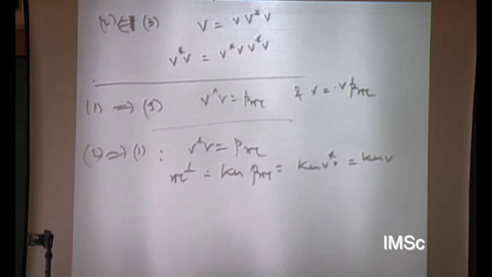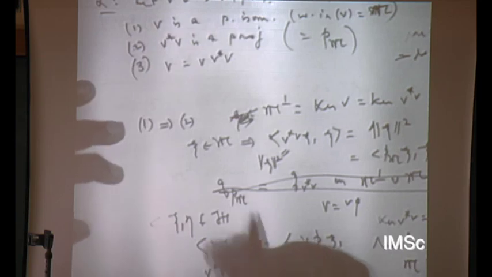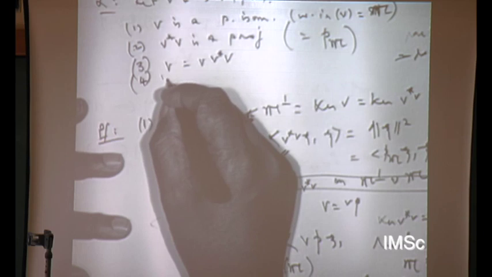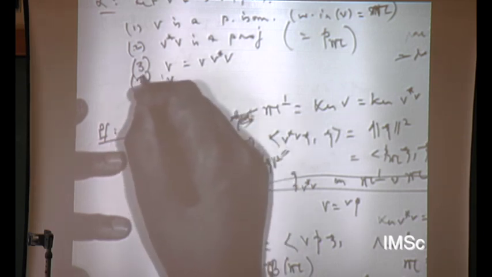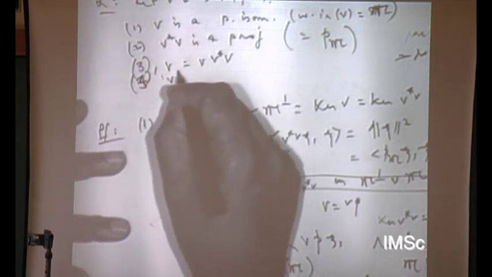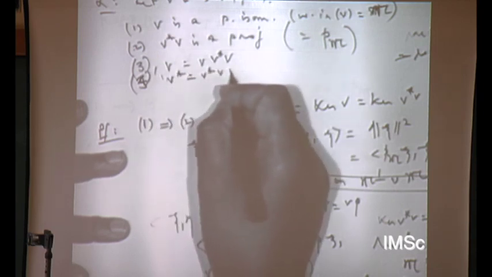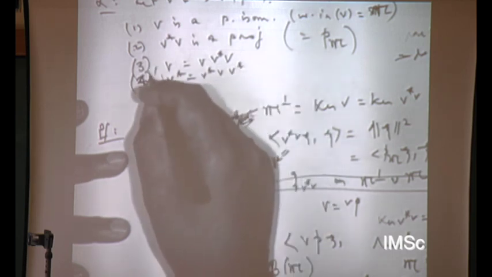So I want to say the same thing again and again in a roundabout fashion. Okay, so I've proved that 1, 2 and 3 are equivalent, right? And now I want to say that if this holds, I just take adjoints in this equation. Maybe I should call it 3 prime, or 3 star.